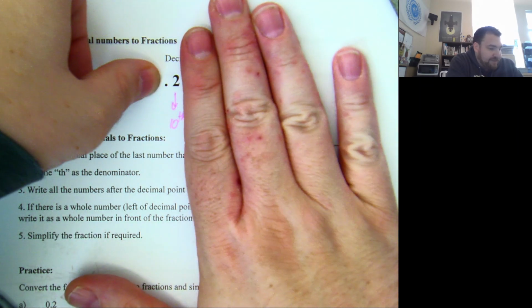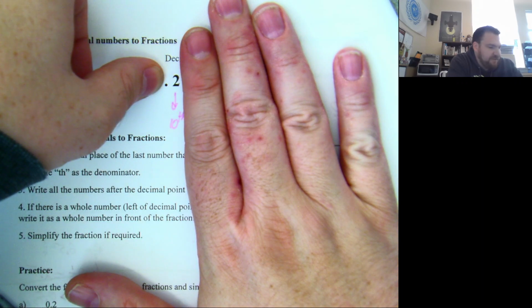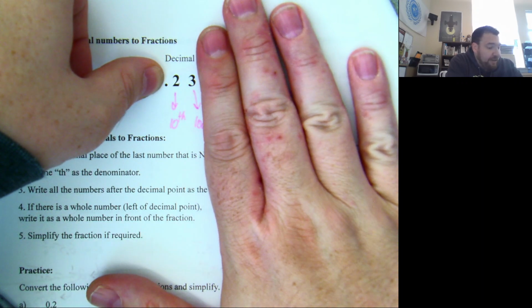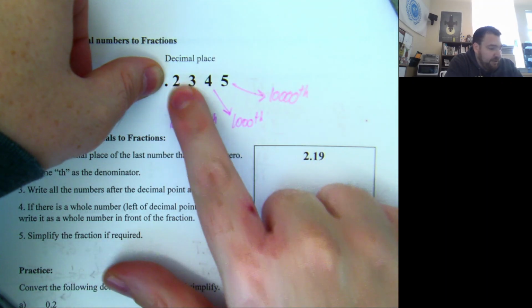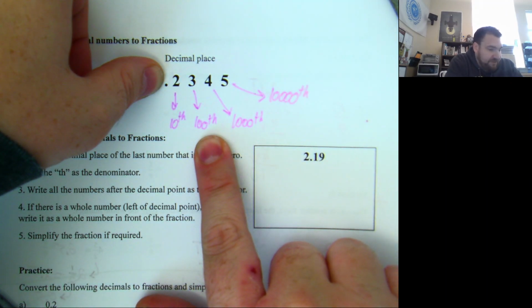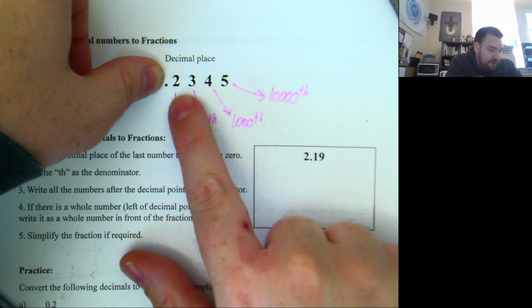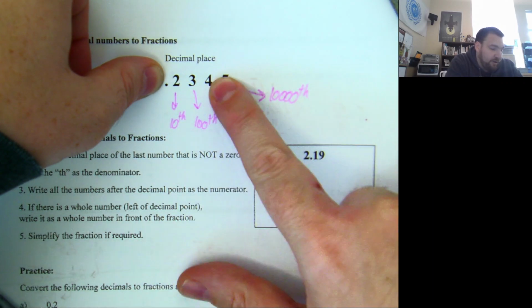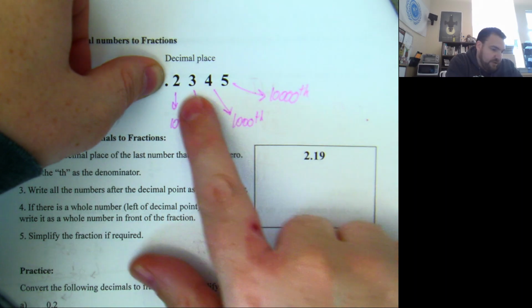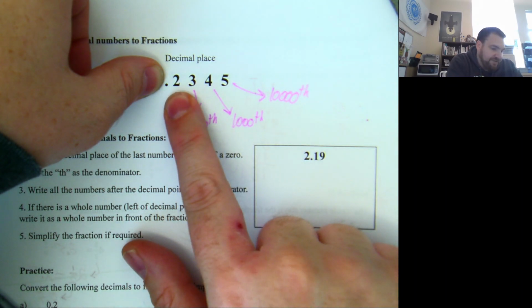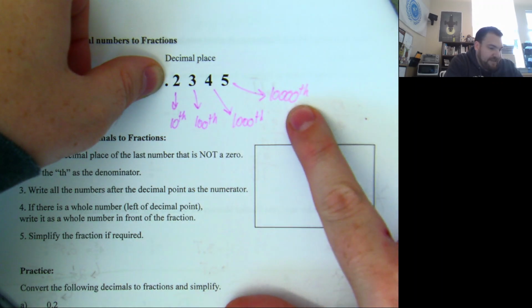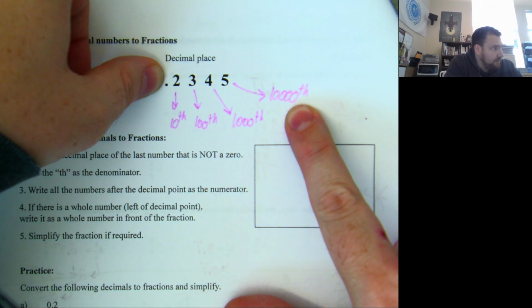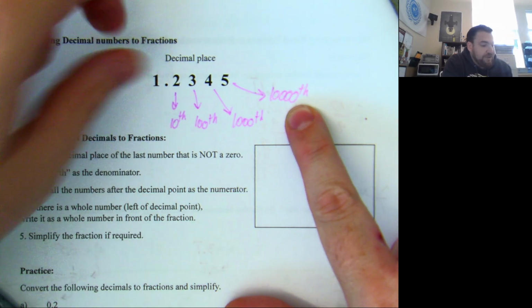So 0.2, as Austin Joe said earlier, would just be 2/10. But if I had 0.23, that would be 23 hundredths. 0.234 would be 234 thousandths. So this thing is going to be 2,345 10,000ths. And we can put that over as a fraction. So here's how I've written it out.